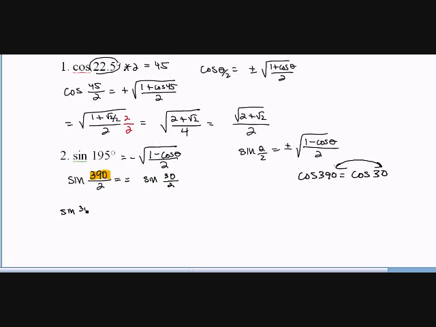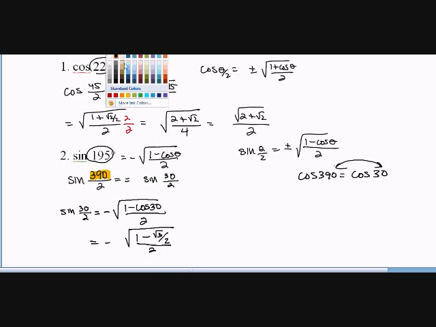So the half angle of 30 over 2, again, what quadrant is this in? This is in the third quadrant, so half angle is going to be negative. I just wrote it as 30 because 1 minus the cosine of 30 is a lot easier to manage than with 390. So this is negative the square root of 1 minus cosine of 30, which is radical 3 over 2, all over 2. I'm going to multiply by a common denominator of 2 over 2.